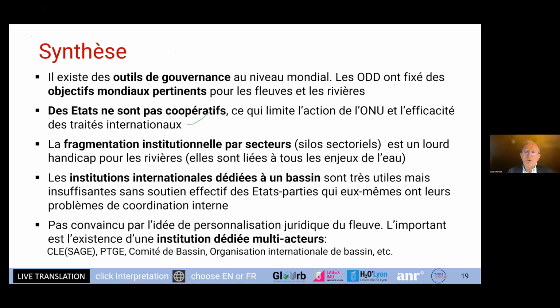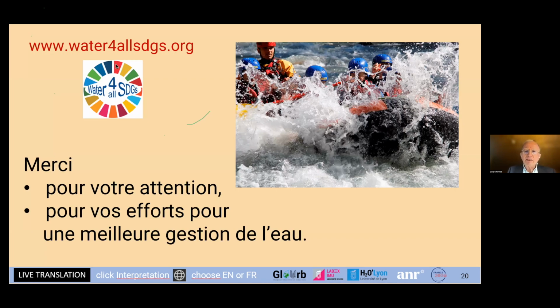And I'll finish by saying that in my experience, for governance to work properly in relation to a river, it's important that there be a dedicated institution that brings together all of the stakeholders. And the essential point when it comes to governance is it's much more important than imagining that a river might have a legal status as a person, which is what some people are talking about. In my opinion, this creates just obstacles. In my opinion, it's much better to have dedicated institutions.